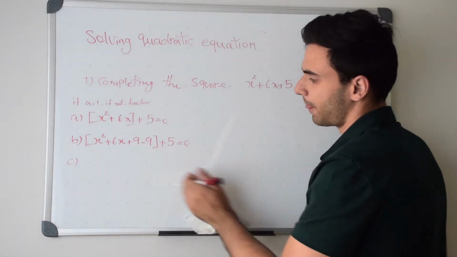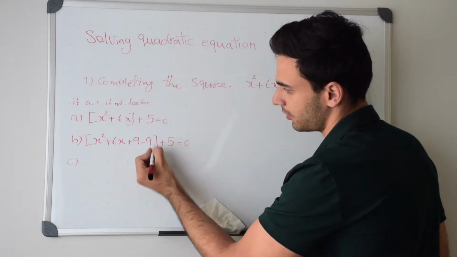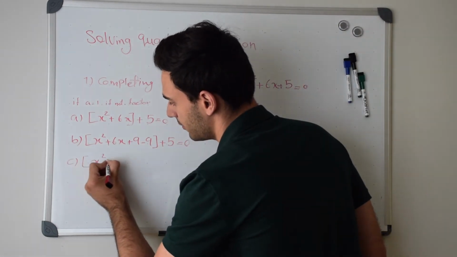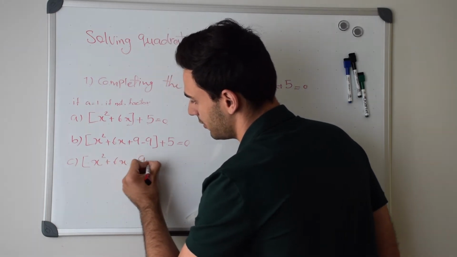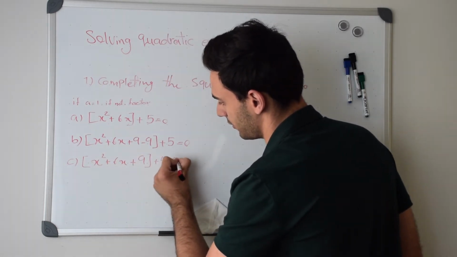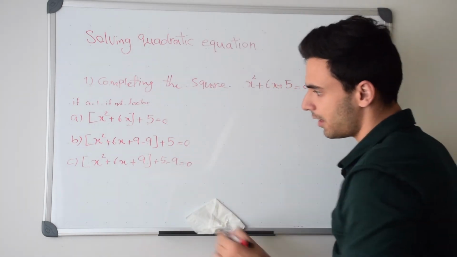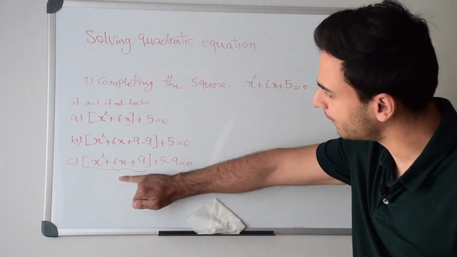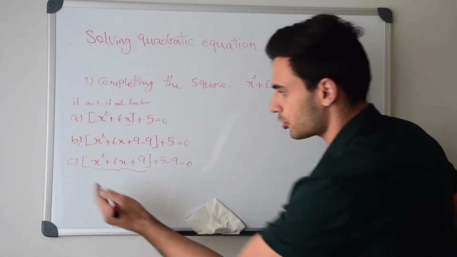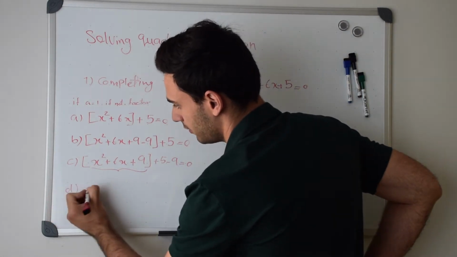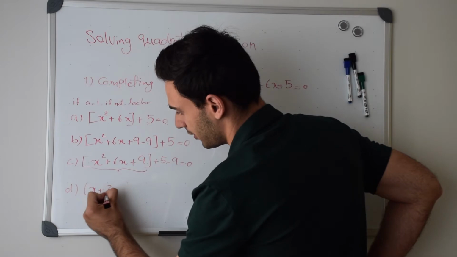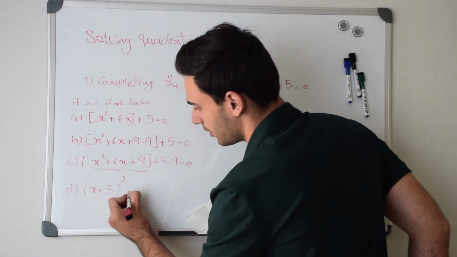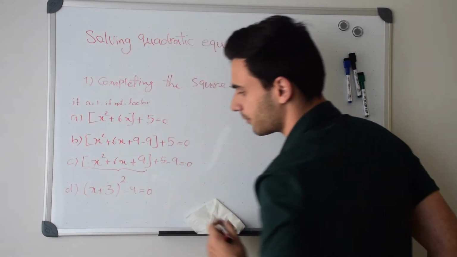In the third step, I'm gonna take this minus 9, the subtracted one, out. So I will have x squared plus 6x plus 9, plus 5 minus 9, equals 0. Now take a look at this. Whenever you do that, you will see a complete square here. So instead of that, I can write (x plus 3) squared, and I have minus 9 plus 5, which is minus 4, equals 0.